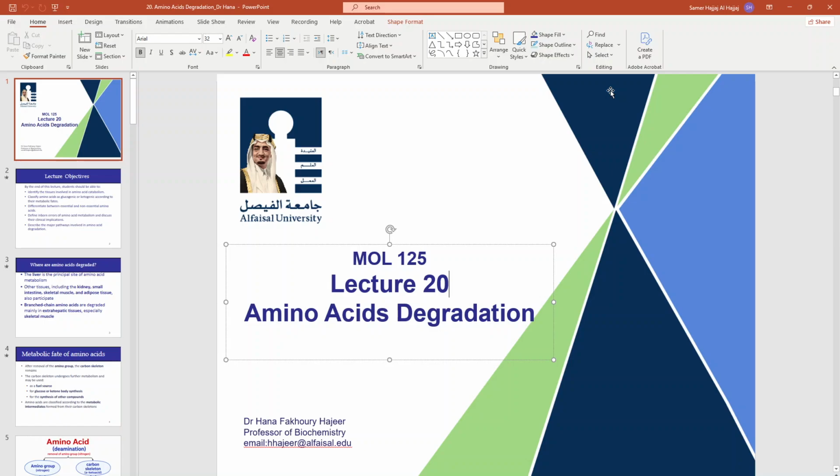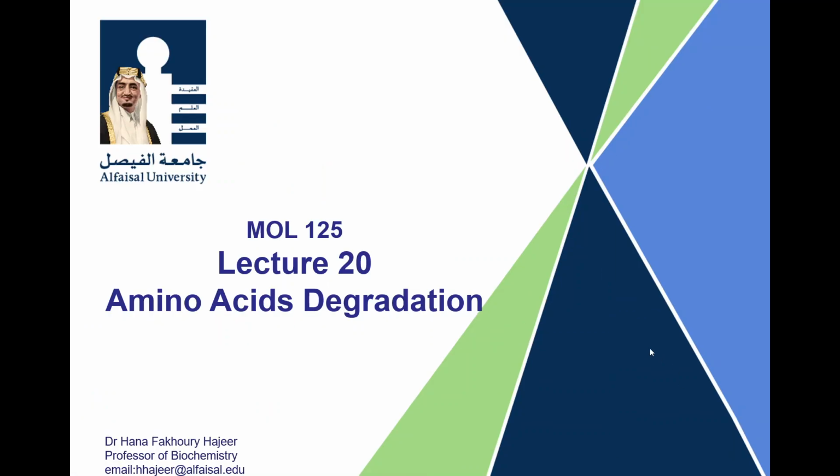So today we're going to start a new topic in MOL. It's going to be about amino acids degradation. You already started this with Dr. Raja, but when Dr. Raja lectured, you focused on which part in amino acid degradation? Yes, the fate of the amino group. Now we're going to focus on the fate of the carbon skeleton, and we're going to see different pathways that different amino acids will go through to be metabolized.